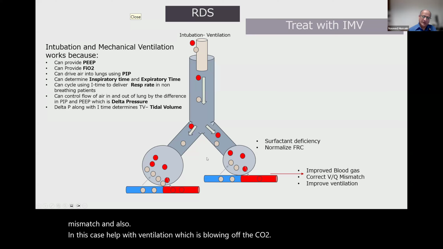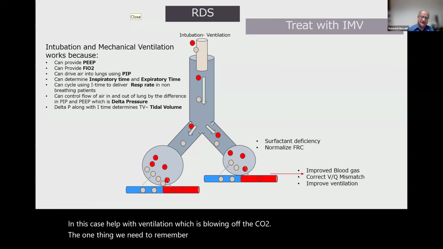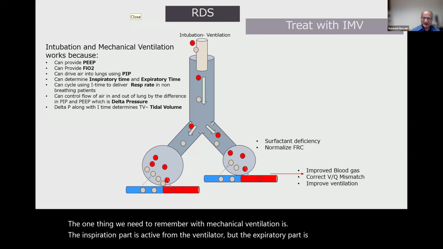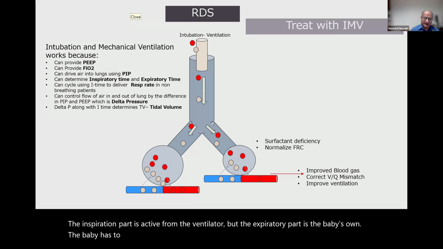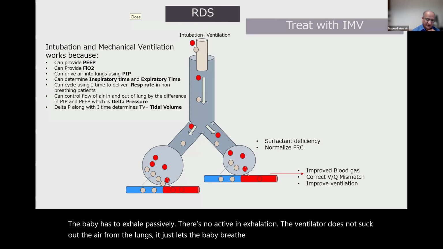The one thing we need to remember with mechanical ventilation is the inspiration part is active from the ventilator, but the expiratory part is the baby's own. The baby has to exhale passively. There's no active exhalation. The ventilator does not suck out the air from the lungs. It just lets the baby breathe out. So you have to keep that in mind.